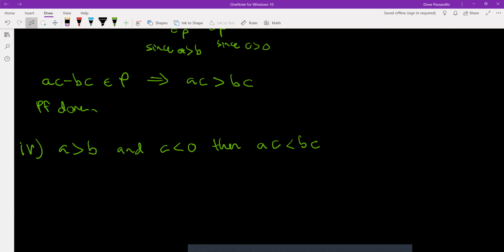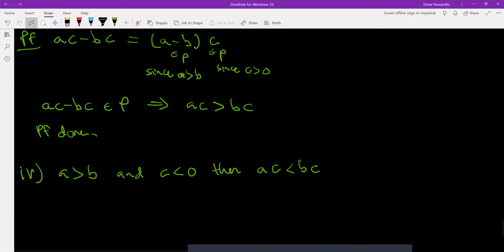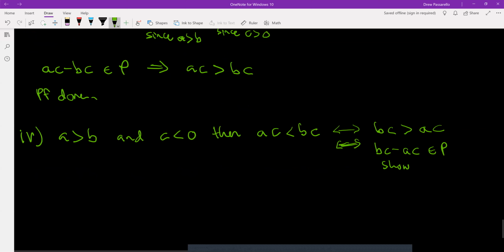All right, so what is this statement saying? So we know AC less than BC. Just to be consistent with the previous examples, I kept using the greater than. Visually, I think it helps to just write it as BC greater than AC, which means BC minus AC has to be an element of P. All right, that's what we're trying to show. Show that BC minus AC is an element of P.